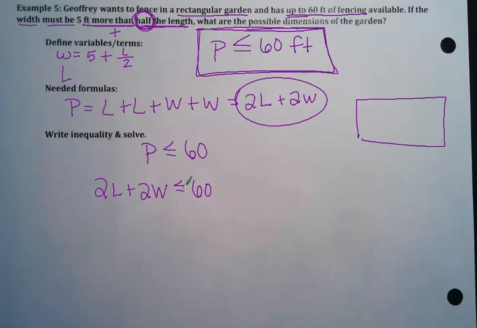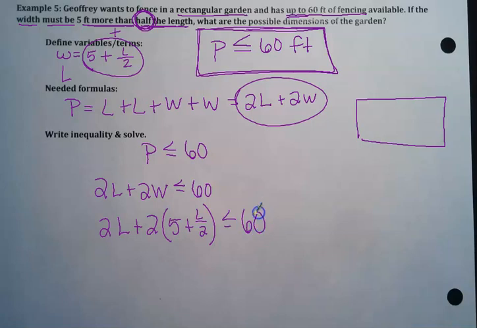Once you add your width with the 2W. At which width? What do you mean by add? 5 plus L. Yeah, we need to put this 5 plus L divided by 2 in for our width. So 2L plus 2 times that quantity, 5 plus L divided by 2, is less than or equal to 60. So start small, start simple, and then get more complex each time with what you're plugging in.